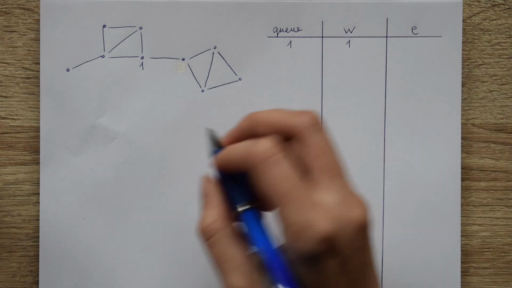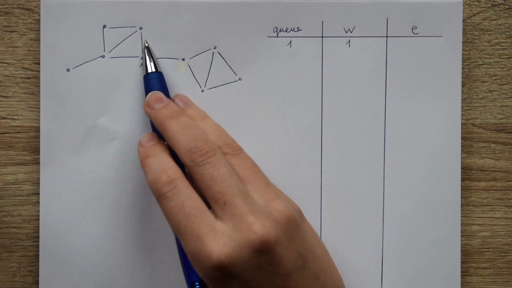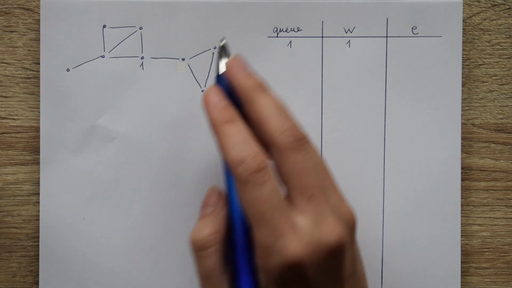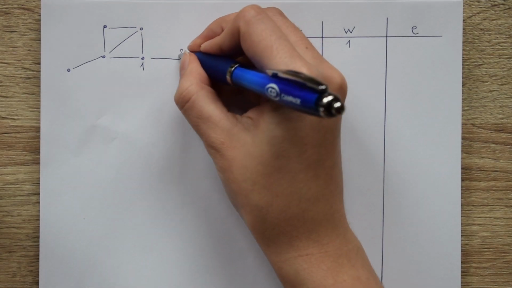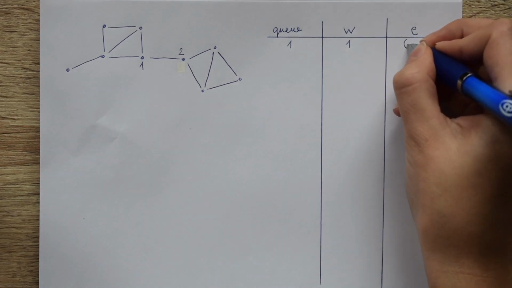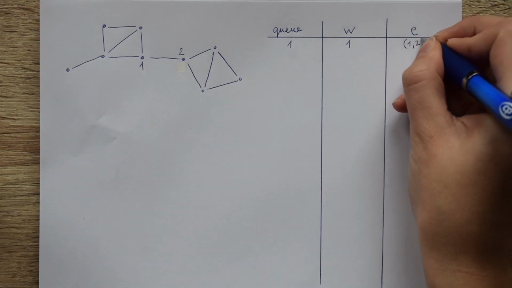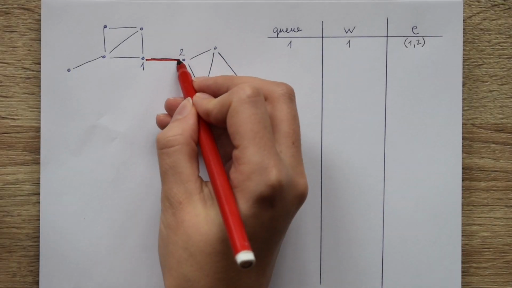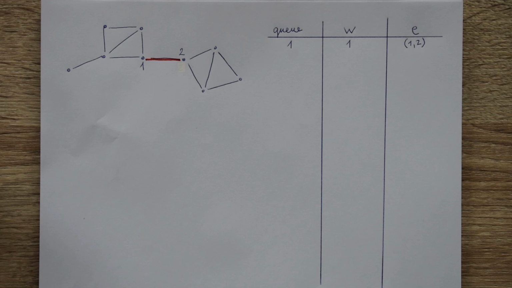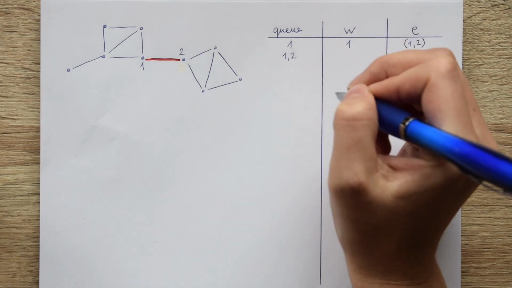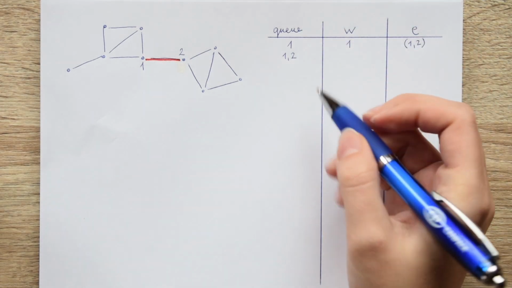Now we ask, is there any unmarked edge and node I can get from node 1 in one step? Yes, I choose for example this one and mark this node as node 2. In column E, I add edge 1, 2, and mark this edge in graph. Now I add node 2 in queue. But I still have node 1 as the one I'm discussing.